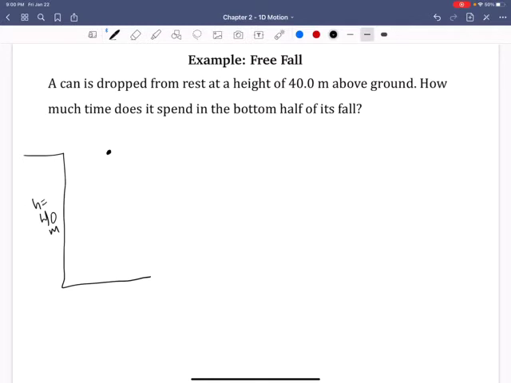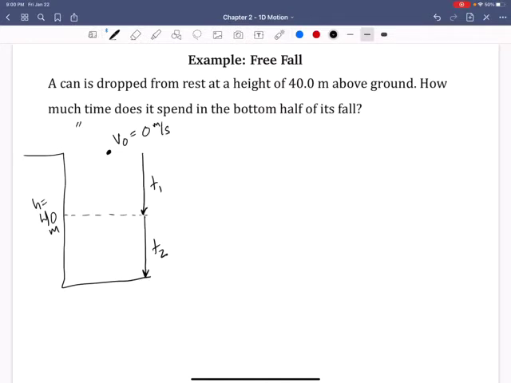Because we want to find the time in the bottom half, I'll split this height into two. We want to find T2, which makes the time in the top half T1. A key thing is that it's released from rest. How it's released doesn't matter, it's just released from rest. That means the initial speed, V sub 0, is equal to 0 meters per second.